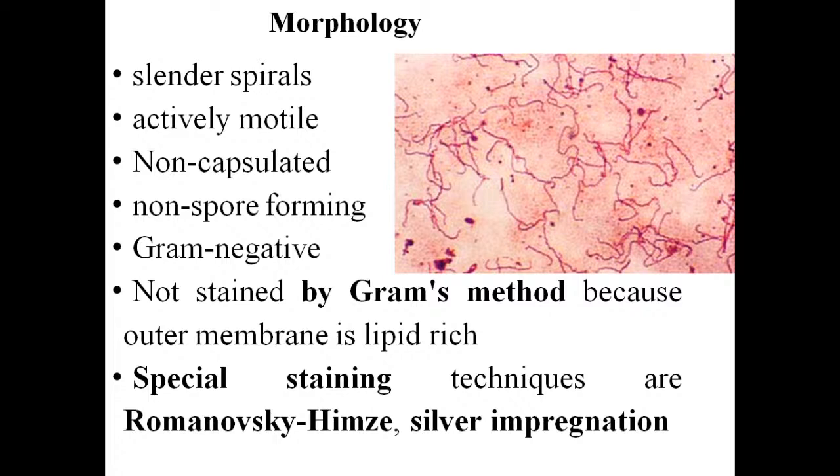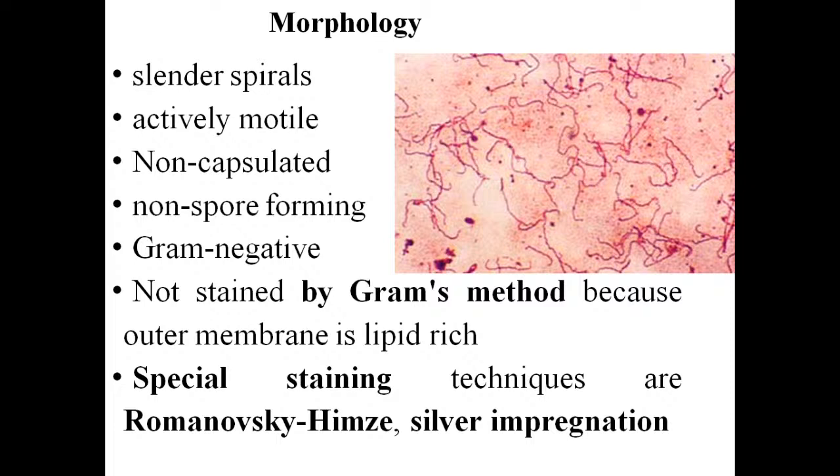This bacteria is gram-negative, but it is not stained by Gram's method because the outer membrane is lipid rich. So we should use a special staining technique for this bacterium. It is Romanovsky-Giemsa staining, and bacteria are stained pink. We also may use silver impregnation, and because of it, bacteria are brown.